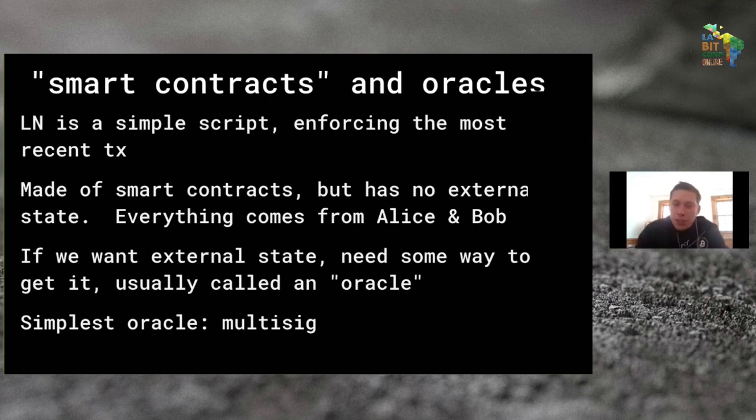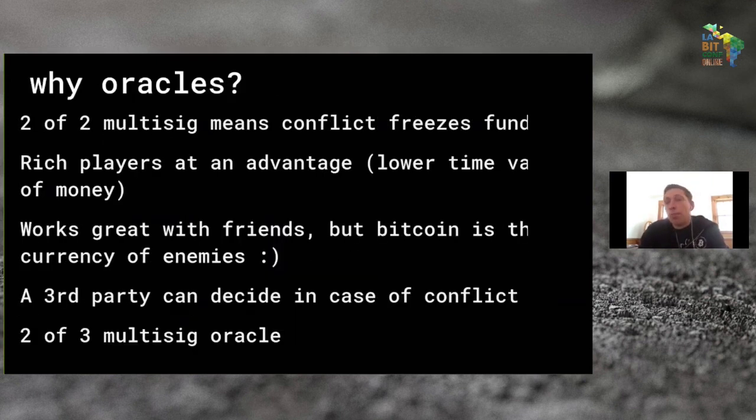If you want external state, though, if you want to say, okay, well, this payment is conditional on the price of oil, or this payment's conditional on the weather, or some interest rate, or some kind of thing, then you need some way to get that information in there, and we call that an oracle. And the simplest oracle would be multisig.